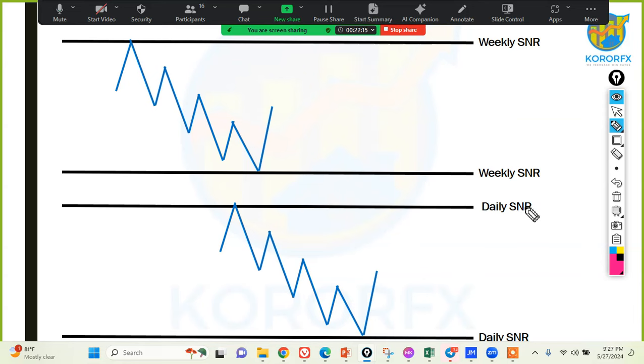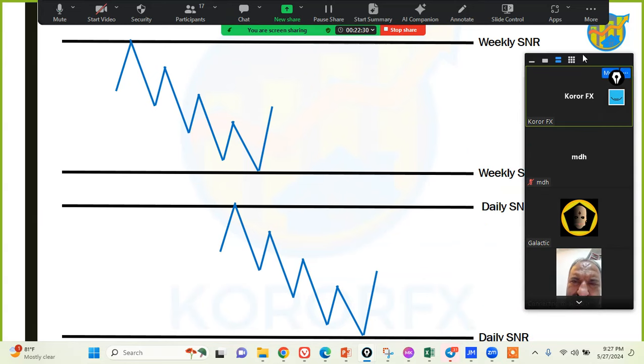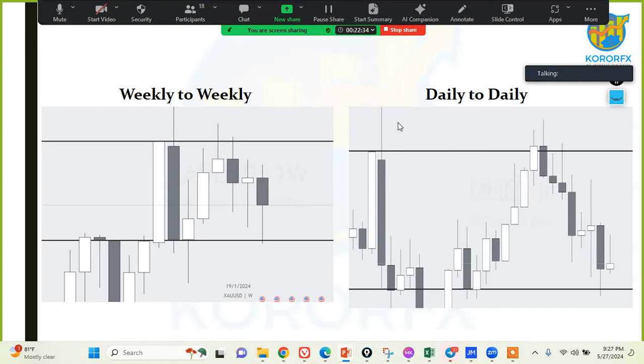That's what is called rule number 1, same level. So daily level to daily level, weekly level to another weekly level. That's what means the same level. I hope you got it, guys. So let us continue and show you another example.